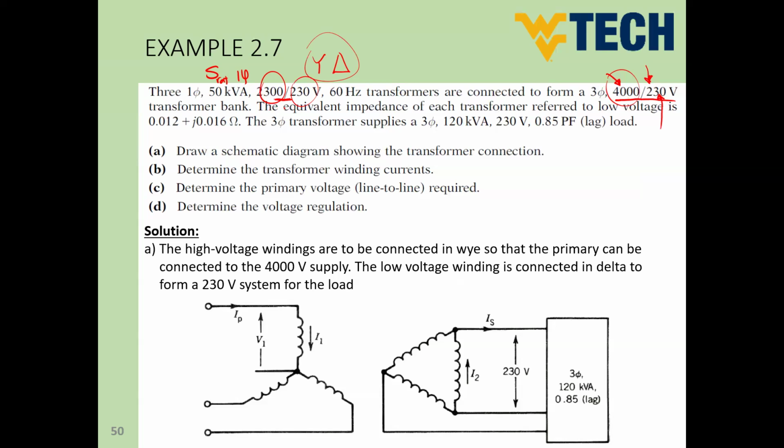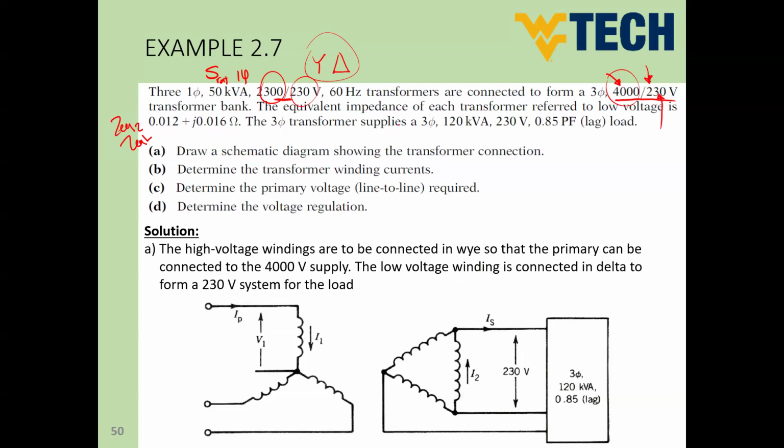Then the equivalent impedance of each transformer referred to low voltage side is this value. So low voltage side, as you can see here, guys, is the secondary side. So this is Z equivalent 2 because it's referred to the secondary side. Or if you like to make subscript low or high, it would be Z equivalent low. So either is fine. We can call it Z equivalent 2 or Z equivalent low.